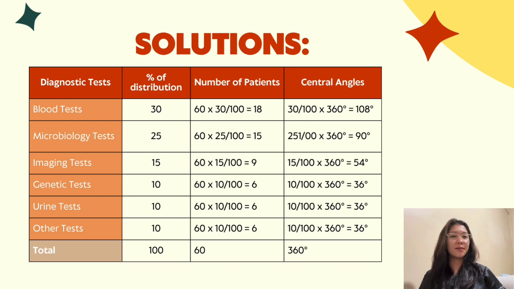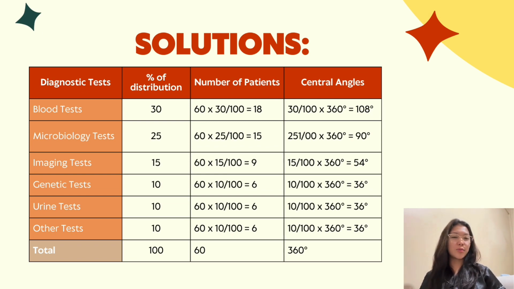In calculating for the central angle, we have to divide the percentage of the diagnostic test by 100, then multiply it by 360 degrees since we are using a pie graph. So for blood test, we have 30 over 100 times 360 degrees, that is equal to 108 degrees. Therefore, the central angle for blood test on the pie graph is 108 degrees.